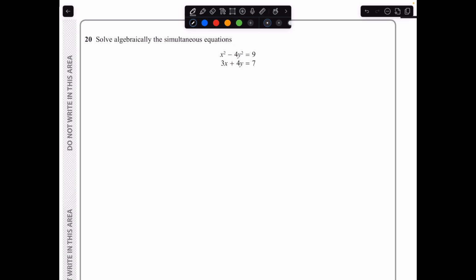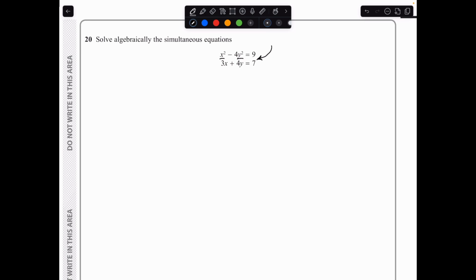Now with any simultaneous equations there's two main ways you can solve them. You could either solve them via elimination or via substitution. Personally for me, I prefer substitution. So today we're going to run through the method for solving via substitution. But something we need to understand here is this is a slightly trickier simultaneous equation than we would usually see. The main reason why is because we've got these large terms like x squared and y squared.